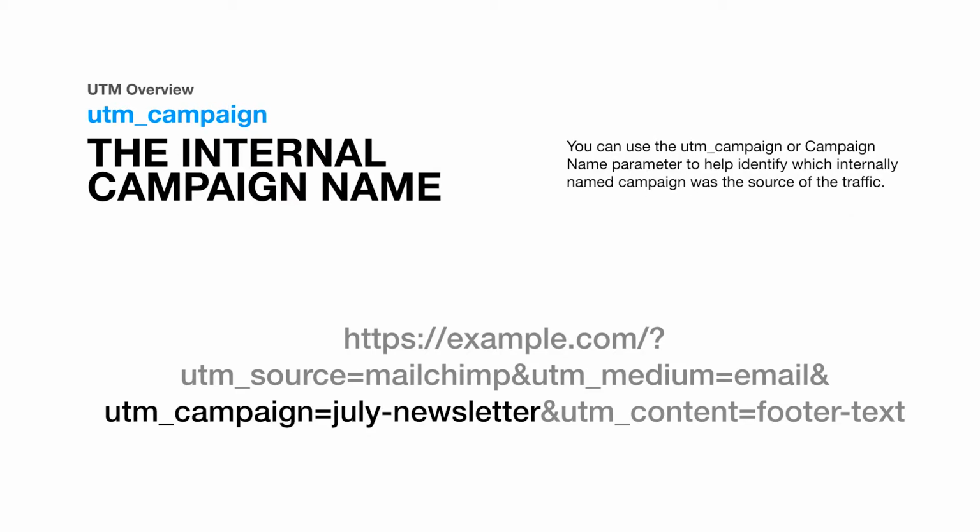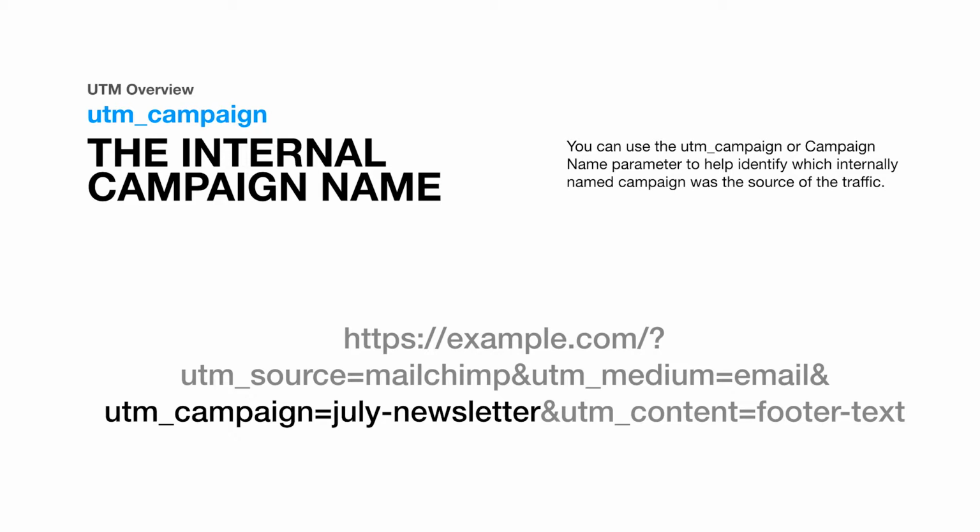In the UTM campaign, what we're going to specify, or what we're going to track here, is our internal name, or our strategic name for the campaign. And in this particular example, we're looking at an example of an email campaign from a newsletter. So the internal name for our strategic campaign is the July newsletter. And the recommendation here in the payload for the UTM component is to use a dash.